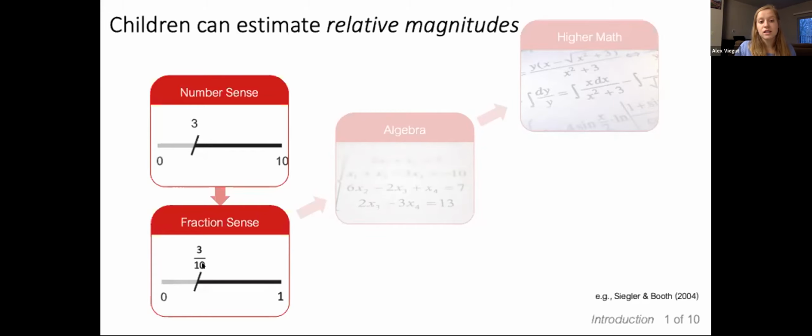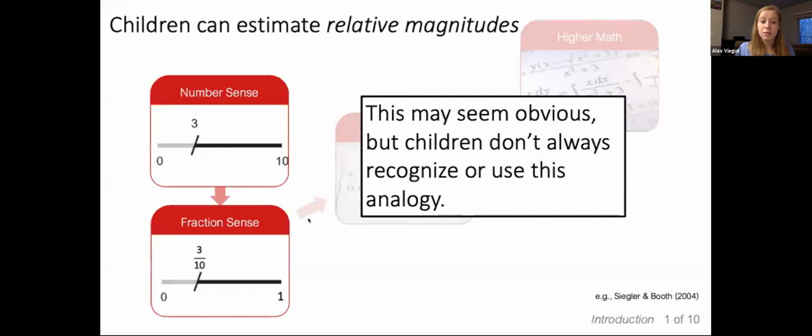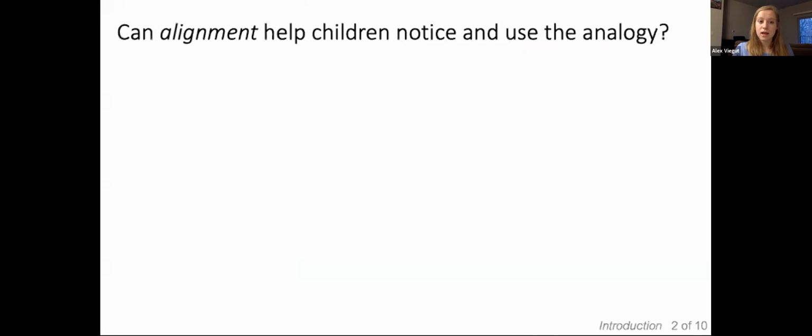But this connection does seem kind of obvious when I present it like this, and it might seem obvious to us as adults who are familiar with these ideas, but children definitely don't always recognize or use this analogy. So we were thinking about how we might help kids see that their whole number knowledge is relevant to the fraction estimation in this way. So we asked, can alignment help children notice and use this analogy? So I aligned the whole number and fraction on the previous slide.